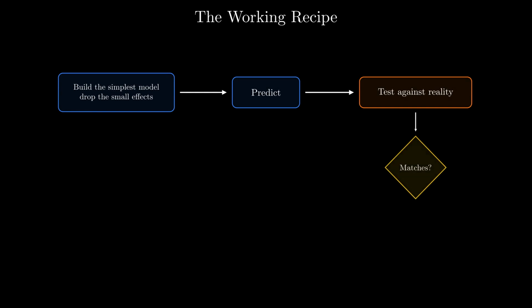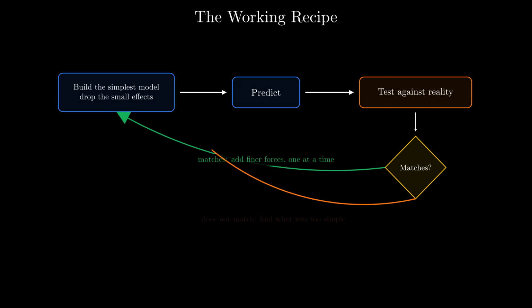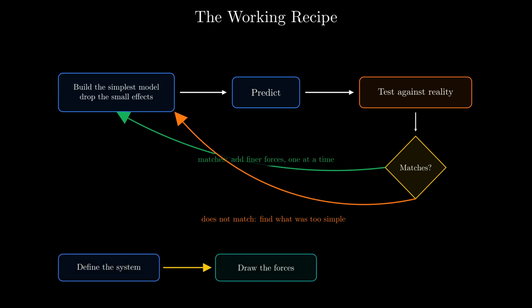So here's the working recipe. Start with the simplest model that could possibly capture the situation, deliberately leaving out the small effects. Test its predictions against reality. If they hold, you were on the right track and you can layer in the finer forces one at a time. If they don't, you've learned exactly where your picture was too simple. Define the system, draw the forces, decide what matters. That disciplined sequence is how every hard problem in mechanics gets tamed.